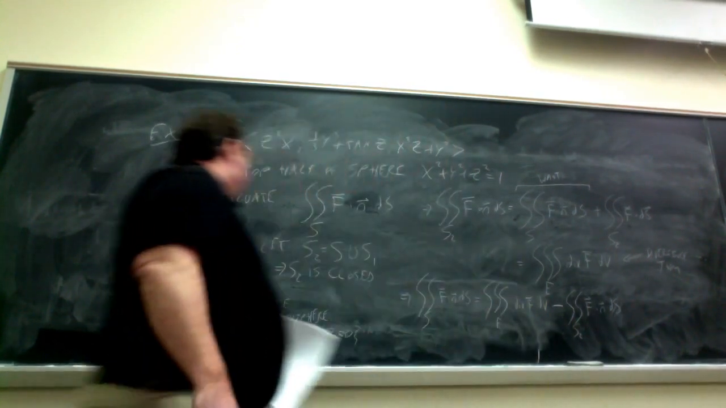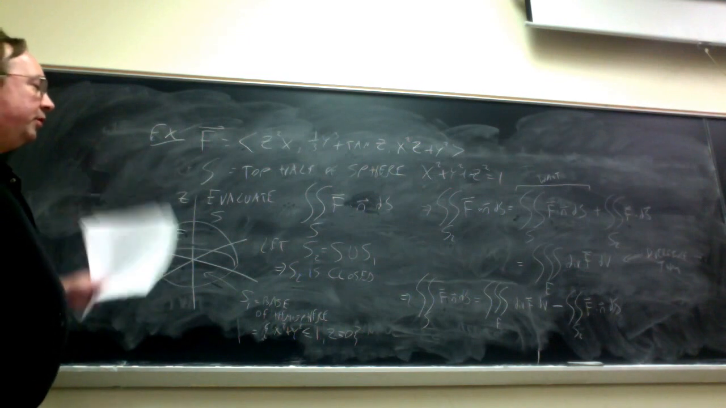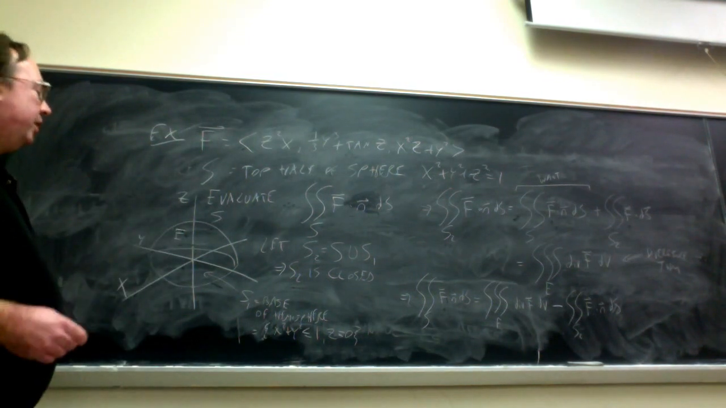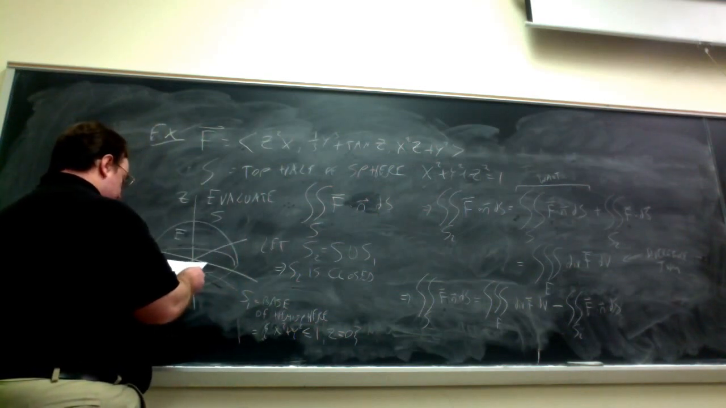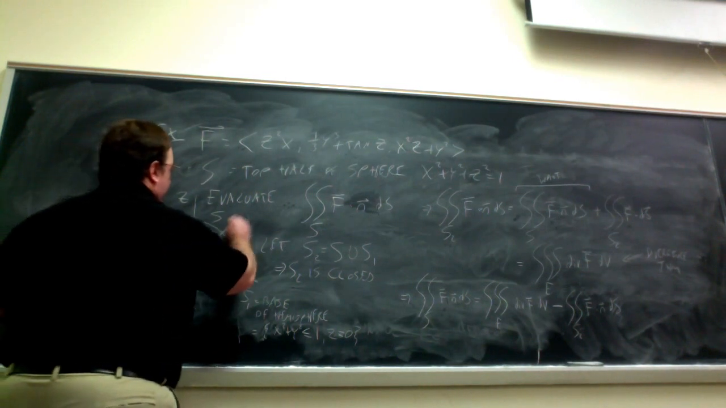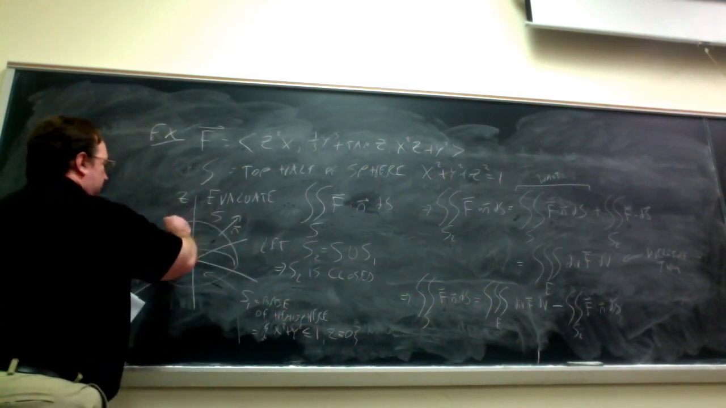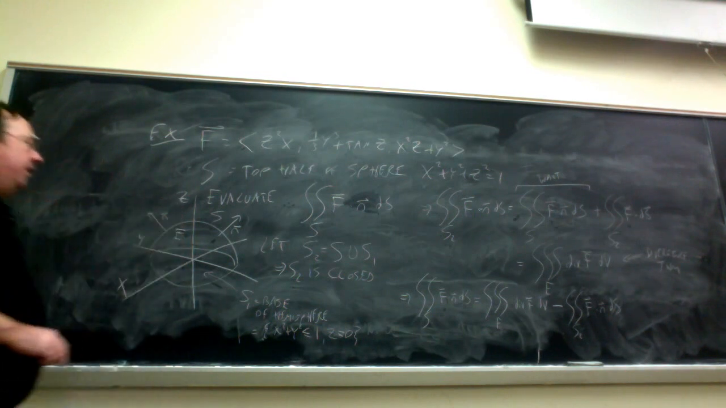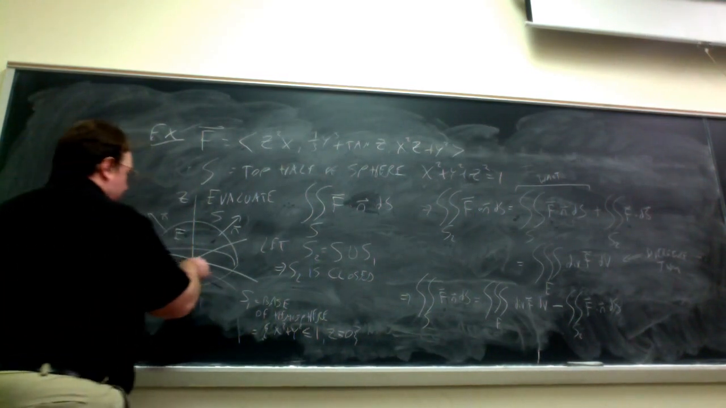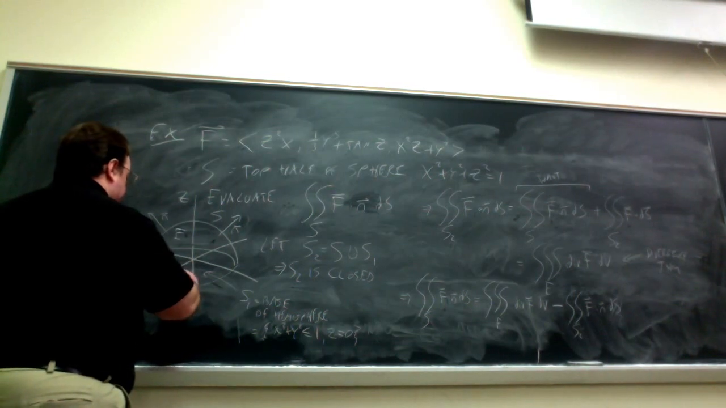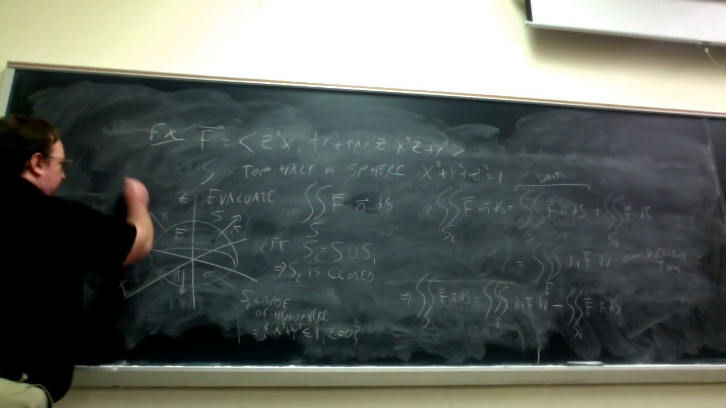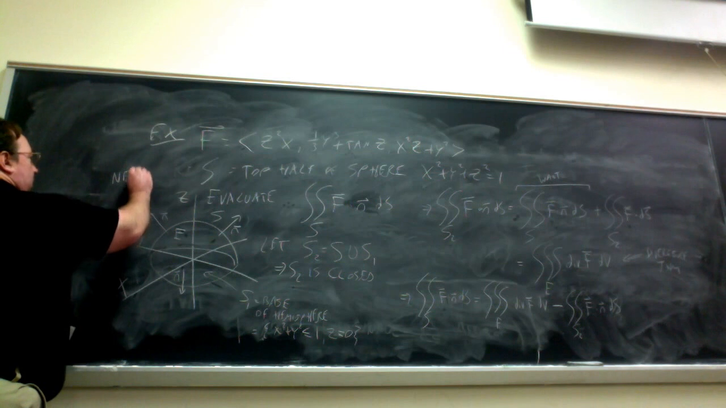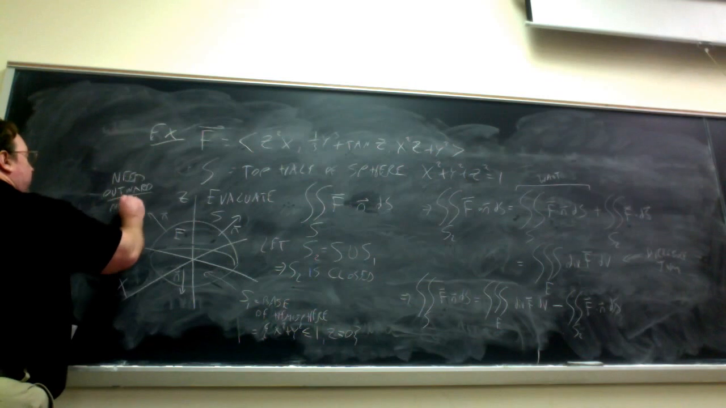Now, one thing to keep in mind, though, is that for the divergence theorem to be valid, we must have the right orientation. My normal vector has to be pointing outward like this. And therefore, on the base, my normal vector is going to be pointing straight down, because in all cases, for the divergence theorem to apply, we must use the outward normal vector.